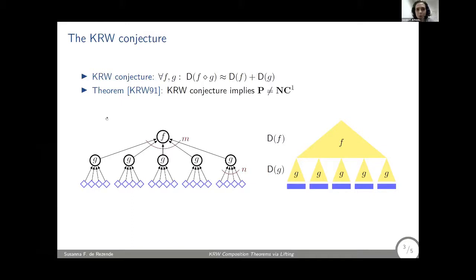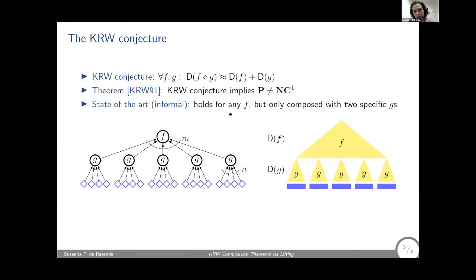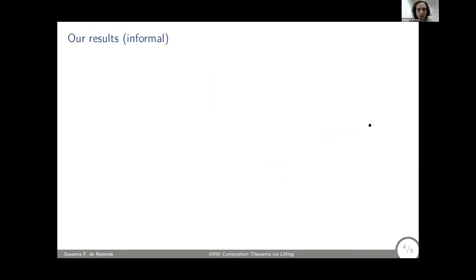So what is the state of the art with regards to the KRW conjecture? We know how to prove this for any outer function f, but only when composed with 2 specific g's. And here is where we hit a barrier. How can we extend this to more inner functions? So this is where our results come in. So this is our motivation. We would like to extend the KRW conjecture to hold for more inner functions.